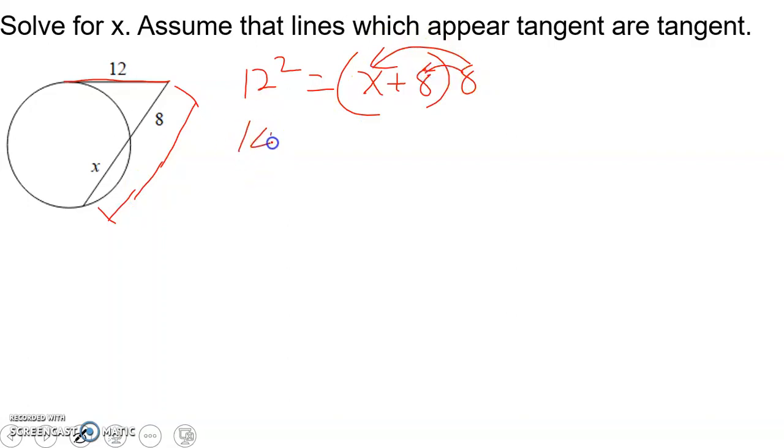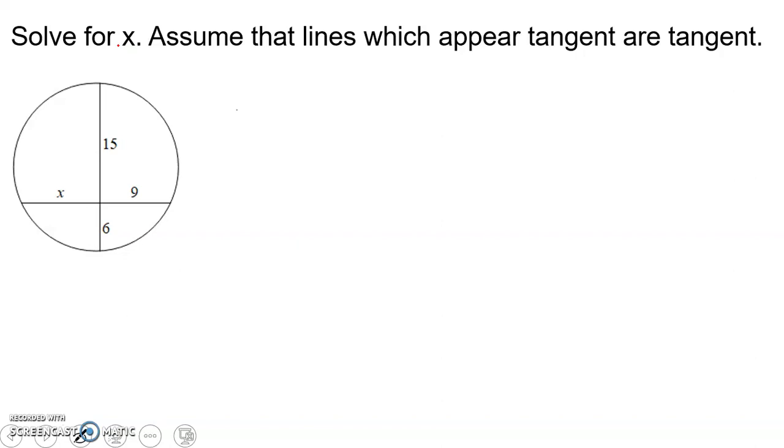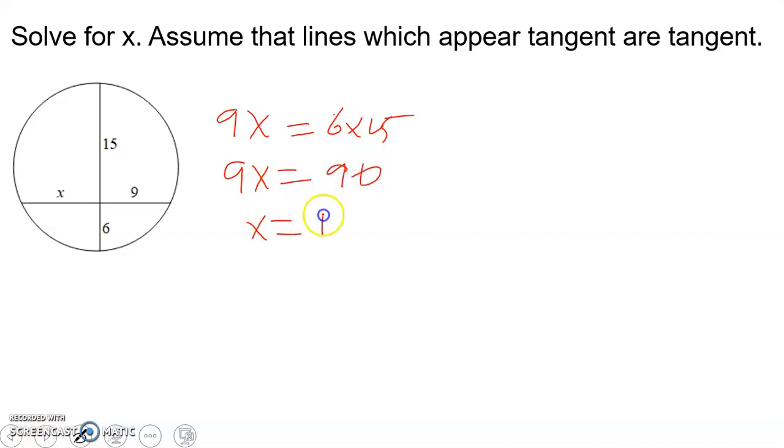So distribute: 144 equals 8x plus 64. Subtract 64 from both sides, and we get 80 equals 8x. Divide both sides, so x is 10. Since we are just solving for x, we are done. And then the last one is 9x equals 6 times 15. 6 times 15 is 90, so x is going to be 10 also.